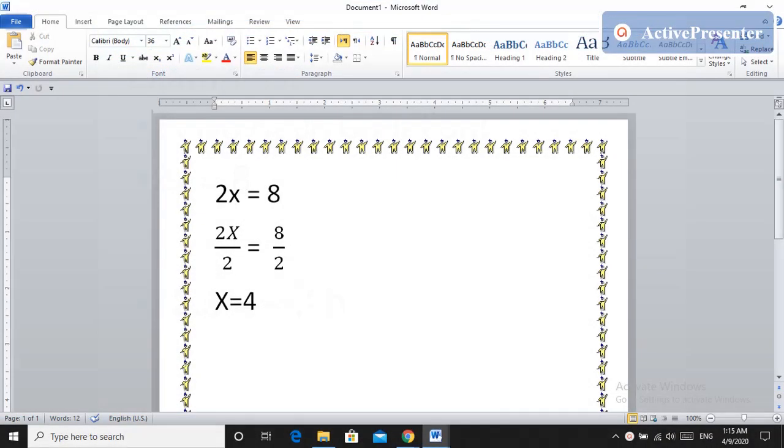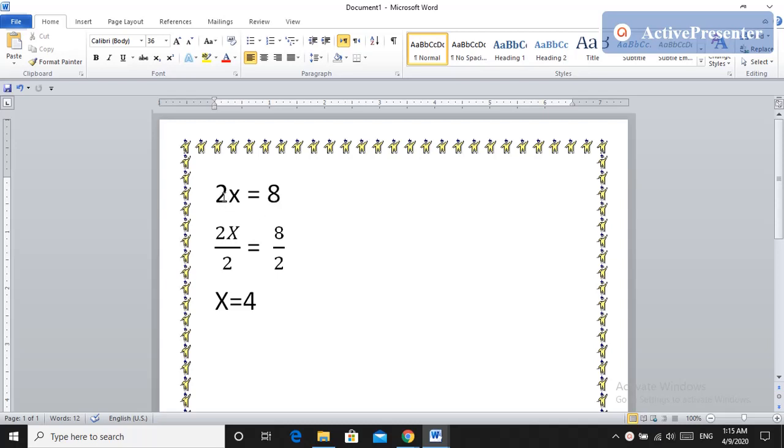Here's an example of how we can solve a simple equation that has a number multiplied by a variable. So 2x equal to 8. 2 multiplied by x, we have to do the inverse operation. That means we have to divide both sides by 2.